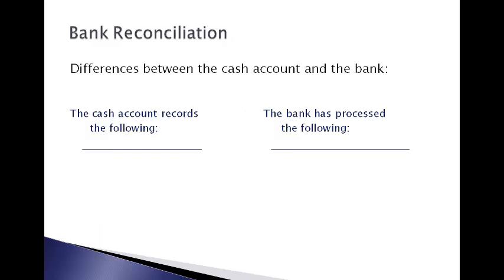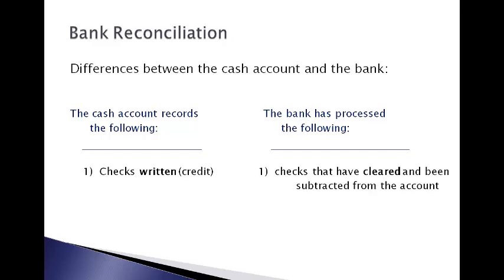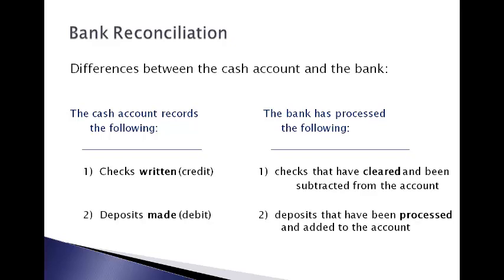There are common differences in what the company has recorded by the end of the month and what the bank has processed and adjusted for at the end of the month. Checks written by the company may be cleared in a different period than a check was written. Cleared by the bank means that the entity the check was written to has cashed the check and has been paid out of the company account. Deposits made by the company may be added to the account by the bank in a different period.